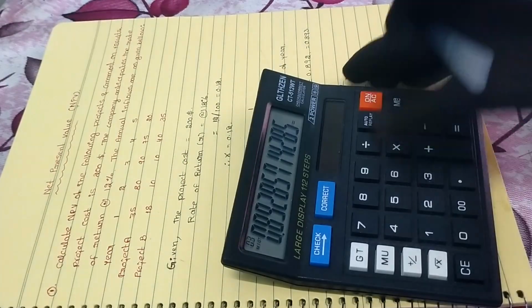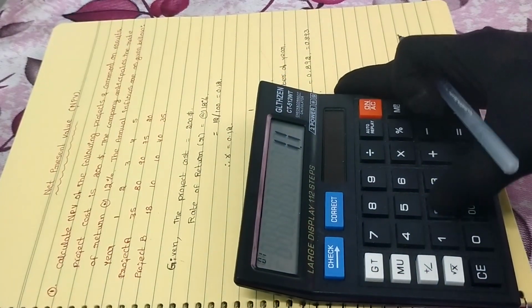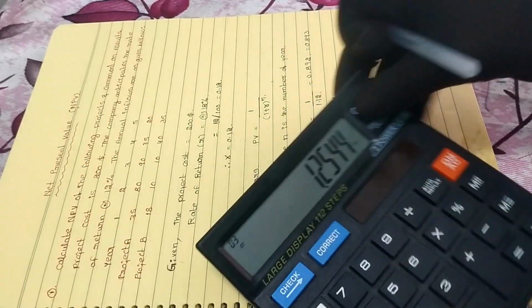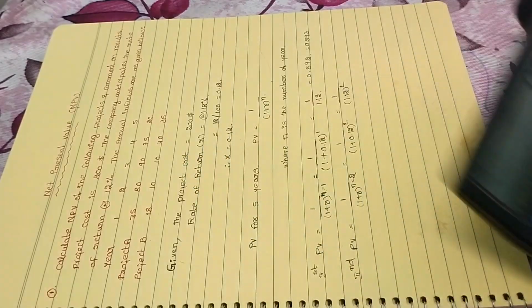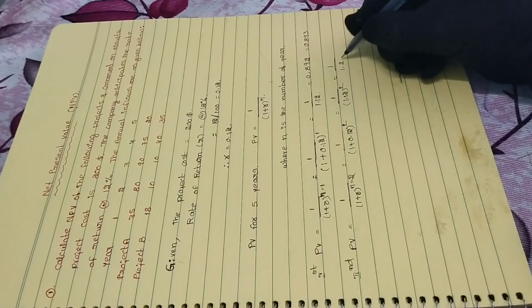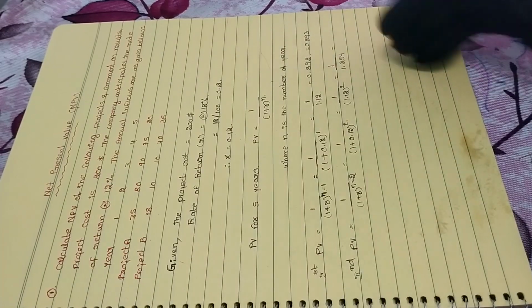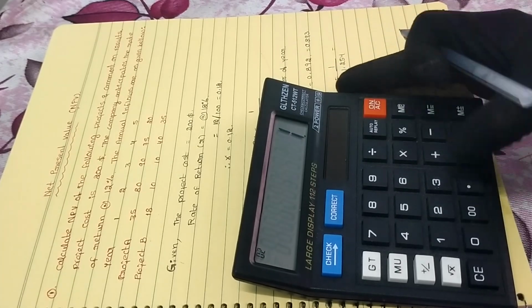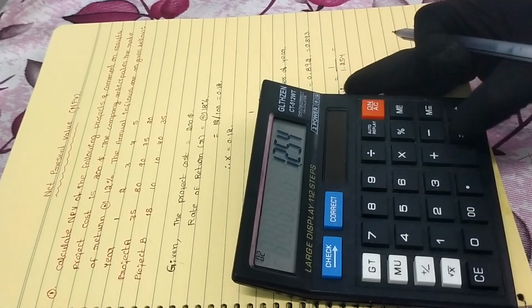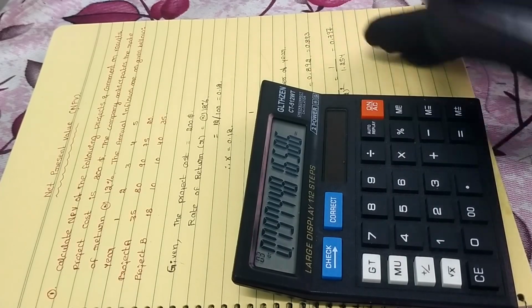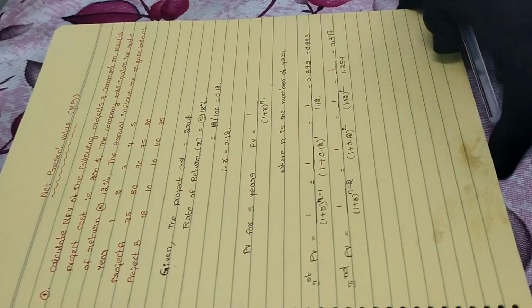Now let us calculate. 1.12 square means 1.12 2 times. So that is equal to 1.254. So is equal to 1 by 1.254. Now let us simplify this again. 1 divided by 1.254, which is equal to 0.797. Right? Second year PV factor also we have calculated.